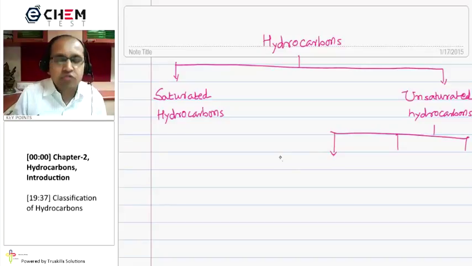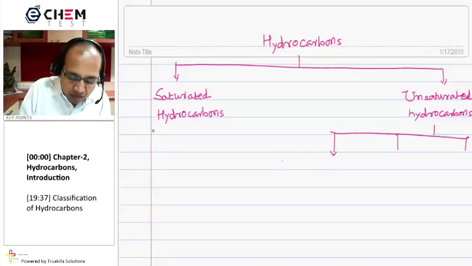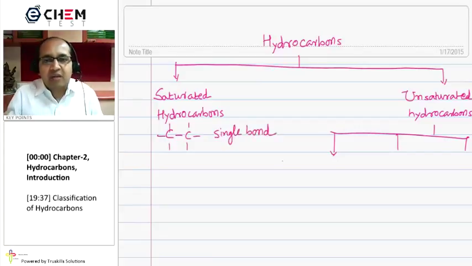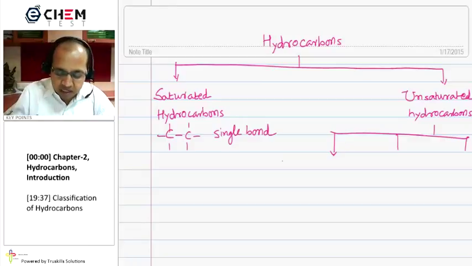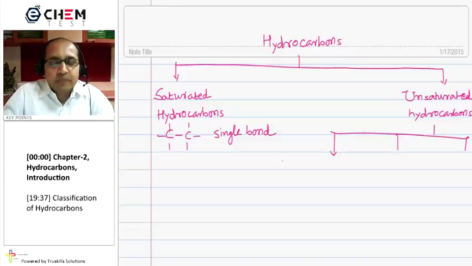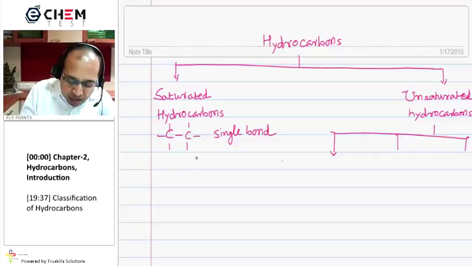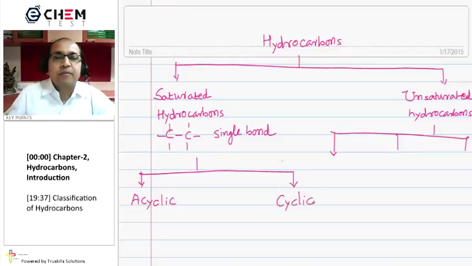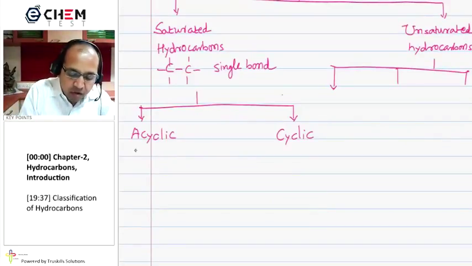Now, what is the meaning of saturated hydrocarbons? Saturated hydrocarbons only contain carbon-carbon single bonds. It means every carbon atom is bonded with other carbon atoms or hydrogen atoms, only carbon and hydrogen are present, through single bonds. This type of saturated hydrocarbon is again divided into 2 parts. One is called acyclic hydrocarbon, another is called cyclic hydrocarbon. The acyclic type is known as alkane.